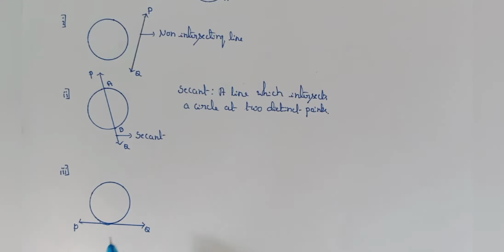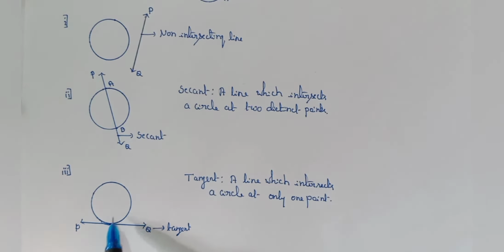In the third way, the line PQ and the circle have only one common point, so the line PQ is called tangent. So, the line which intersects the circle at only one point is called tangent of the circle.